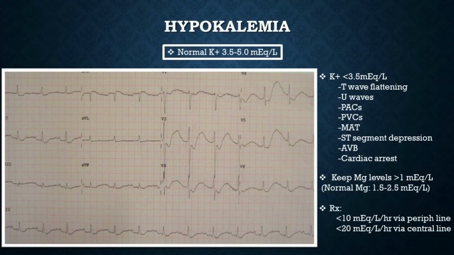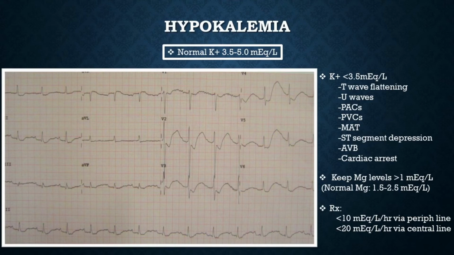Hypokalemia, less than 3.5 milliequivalents, delays the ventricular repolarization, leading to reentrant arrhythmias. EKG might show T-wave flattening, U waves, premature atrial and ventricular contractions, multifocal atrial tachycardia, ST segment depression, AV block, and cardiac arrest. One of the most tested reasons leading to hypokalemia is hypomagnesemia.